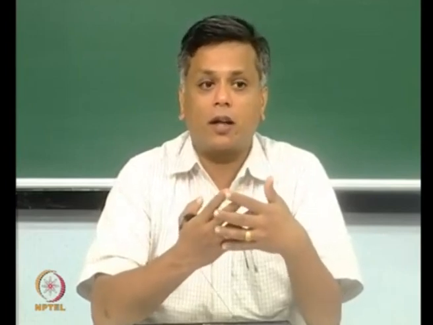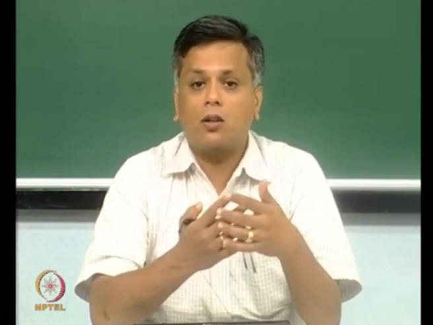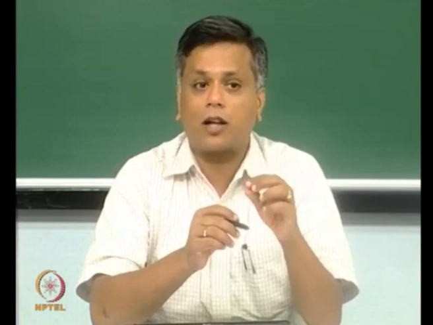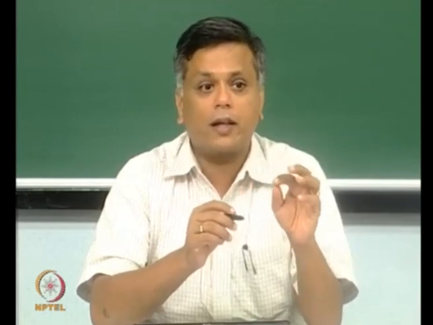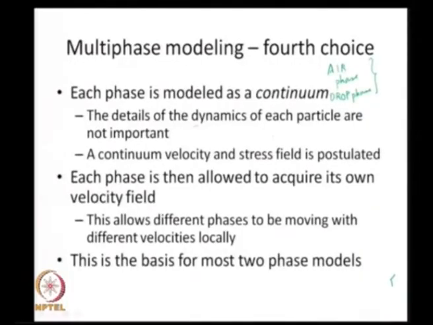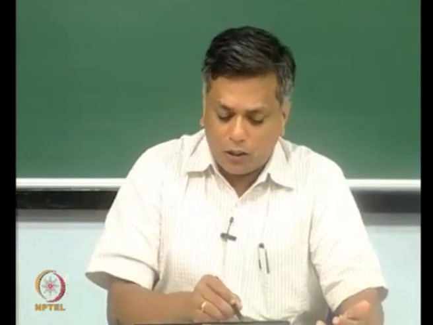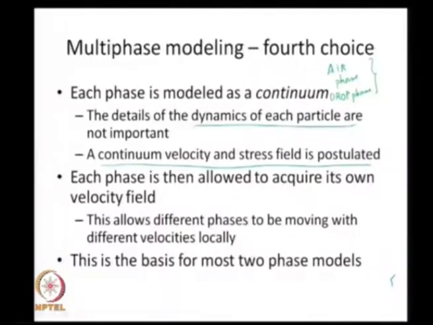That is, at every point I have this alpha d, a marker or a volume fraction that tells me the fraction of the spatial region that is occupied by the drop phase, and 1 minus alpha d as the fraction of that spatial region that is occupied by air. And again, like I said, the dynamics of each particle are not important, that is the whole idea of going to this phasic level view of my spray, and a continuum velocity and stress field is postulated for each phase. This is the distinction.